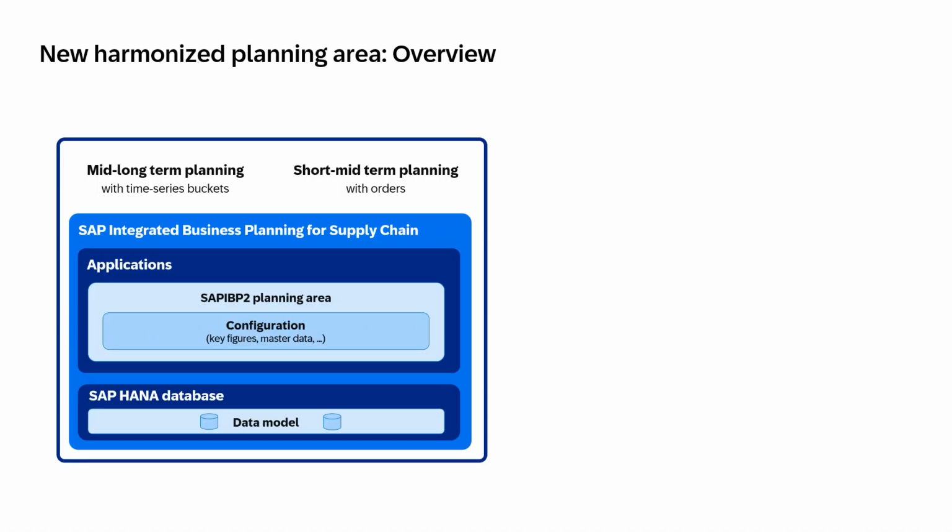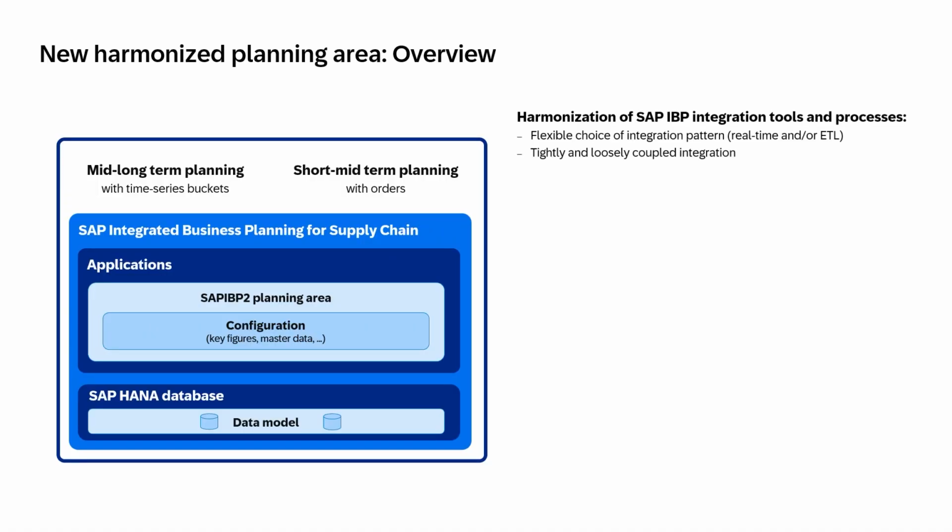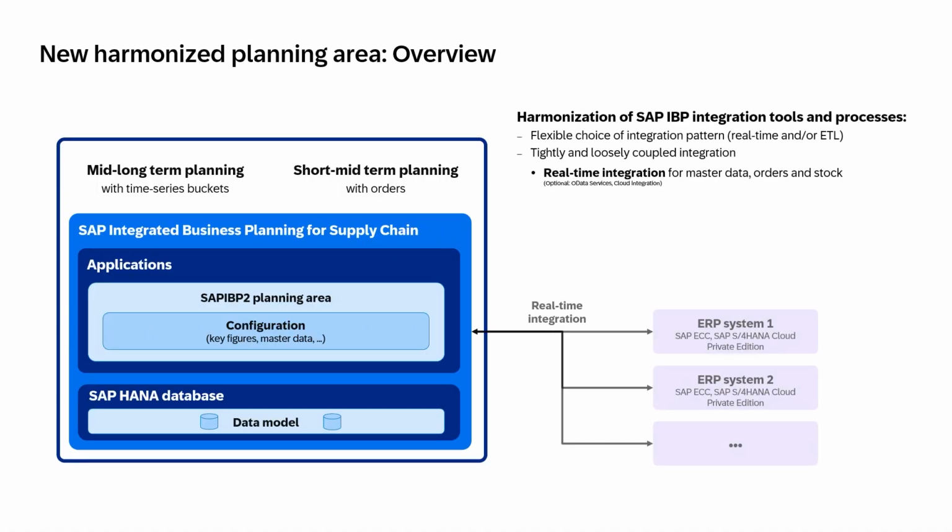Okay, so I understand. So are you just combining the planning areas? Well, our first goal was to bring what we have currently in the two planning areas, which are called SAP IBP 1 and SAP 7, into one planning area. That was the main goal. And in addition to that, we have also introduced additional functionalities.